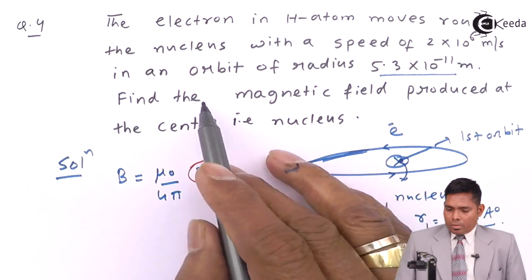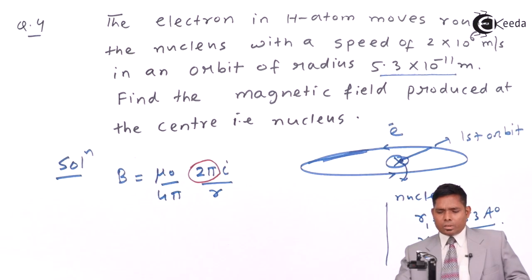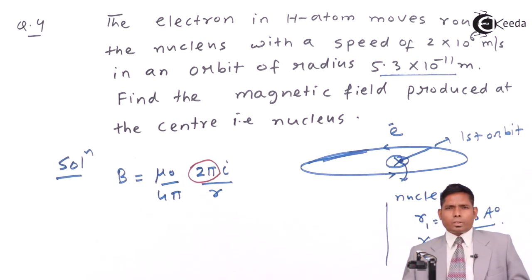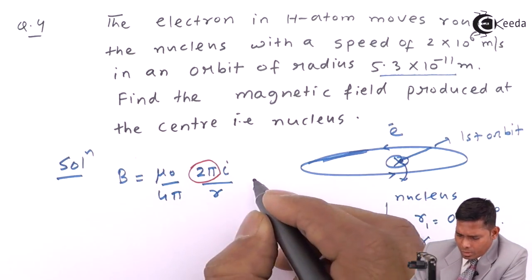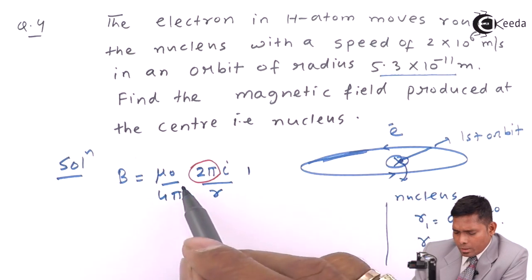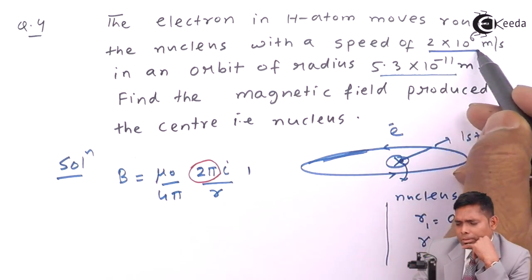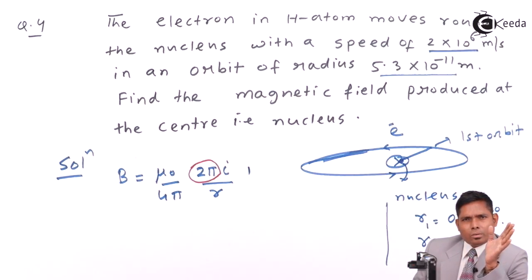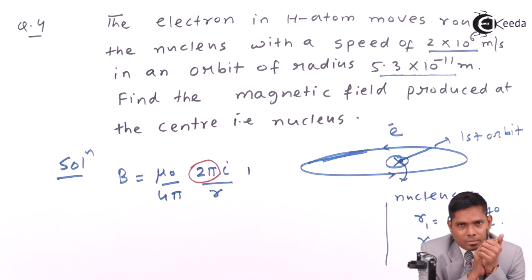Now, in one rotation, because how many rotations is not asked. If it is one rotation, then we will consider 1 coil. Two rotations, 2 coils. So we'll consider the number of turns as 1. In one revolution, the n value is 1, and this value is known. 2 pi is known. R is also known. So what is not known is the current that it will produce. It's moving with a speed of 2 into 10 raised to 6. Generally, it is 2.18 or 2.2 into 10 raised to 6, but it is rounded up to 2 into 10 raised to 6 meter per second.